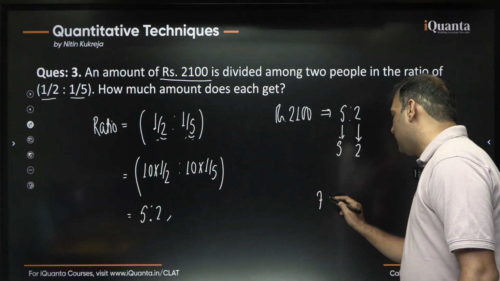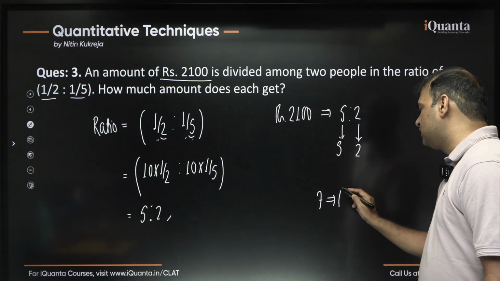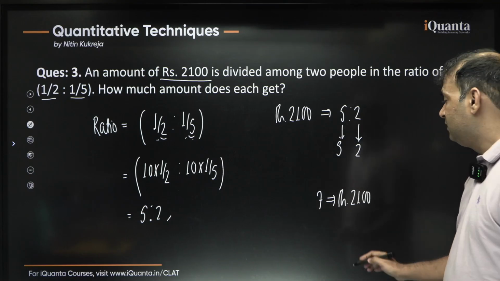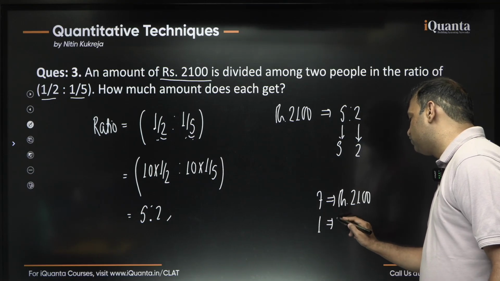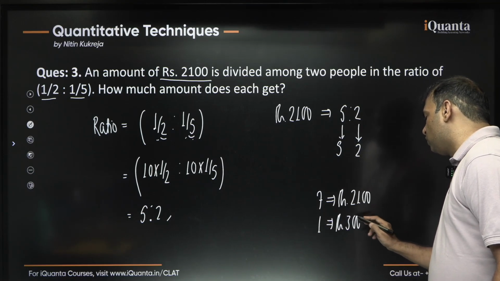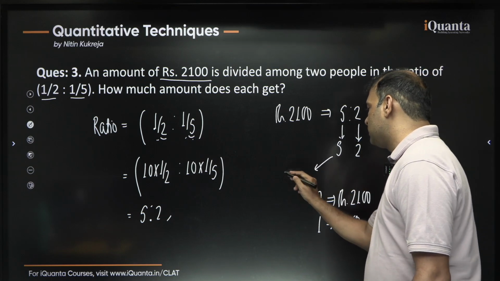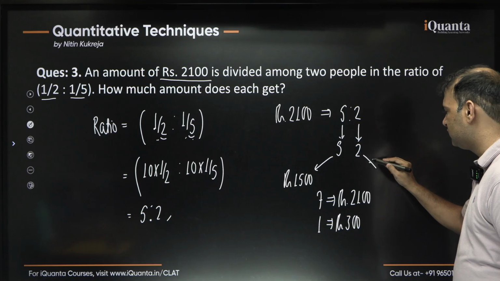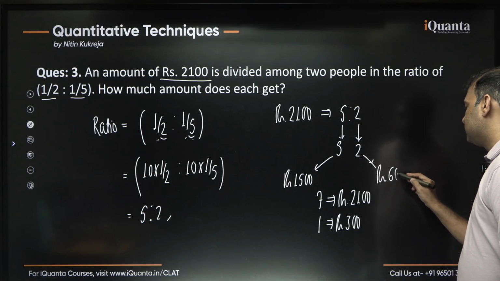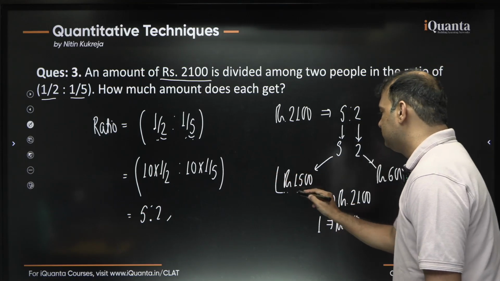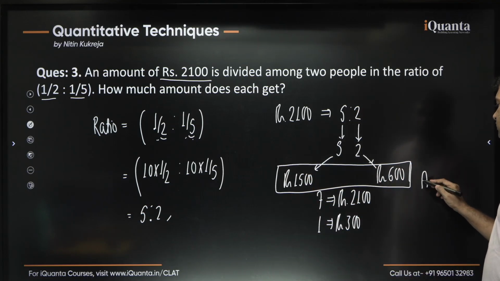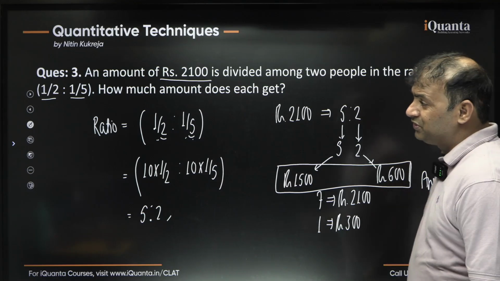In the real, the sum of their parts is 2100 rupees. So 7 of the assumption is 2100 of the real. That means one of the assumption should be 300 of the real. So 1 is 300, that means 5 has to be 1500, and 2 has to be 600. Simple. These two should be the parts of the money which is being distributed to two people. This is how we solve question number 3.